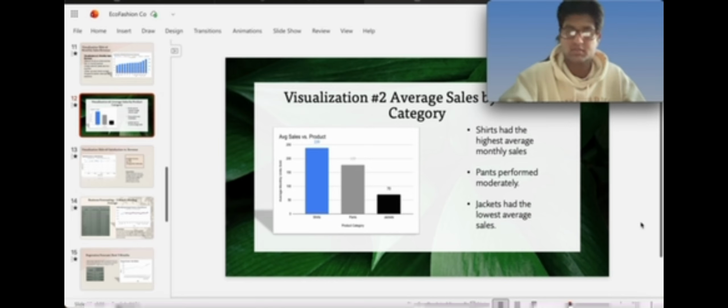This contrast is important for inventory and production planning. Shirts provide stable revenue, making them reliable for forecasting, while jackets require more seasonal planning. EcoFashion can use this information to avoid overproducing jackets in warmer months while ensuring enough supply during peak seasons. Together, these insights help the company balance consistency with seasonal opportunity.